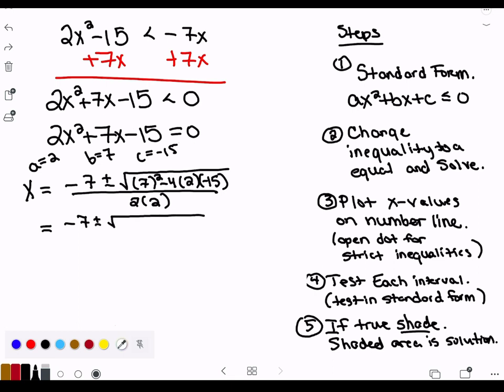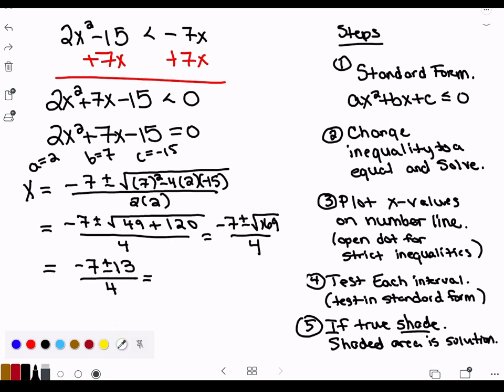And now I'm just condensing. I'm working underneath the radical first because I know 7 squared is 49. And then when I multiply negative 4 times 2 times negative 15, I end up getting 120. And at the bottom, I got 2 times 2, which is 4. So let me continue to work underneath the radical. 49 plus 120 is 169. And I know the square root of 169. That's good. Square root of 169 is 13. So I put 13 and I got 4 at the bottom. So this is going to give me two different answers: negative 7 plus 13 over 4, and then negative 7 minus 13 over 4.